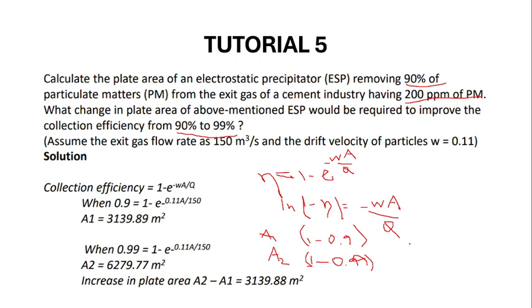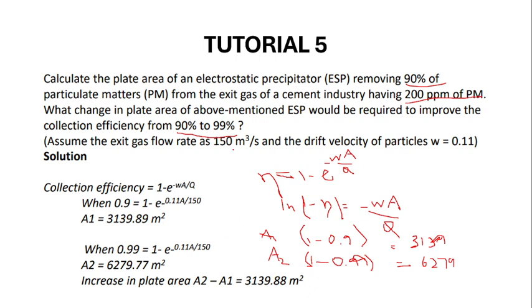Okay. And this side will not change. And drift velocity and Q is same for both the 90% and 99%. So W is 0.11 and Q is 150 meter cube per second. Okay. So if you substitute this, A1 will be obtained as 3139.89 meter square, and A2 will be obtained as 6279.77. Right. So if you subtract A1 from A2, you will obtain 3139.88.